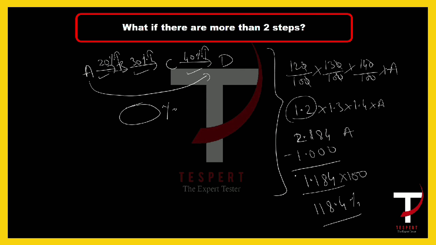And we get 118.4%. So in order to directly increase from A to D, we must increase A by 118.4%, which is compared to all these three percentages combined, 20, 30, 40, which is 90. So 118.4% is greater than 90%. This way it can be followed anywhere as far as percentages are concerned.